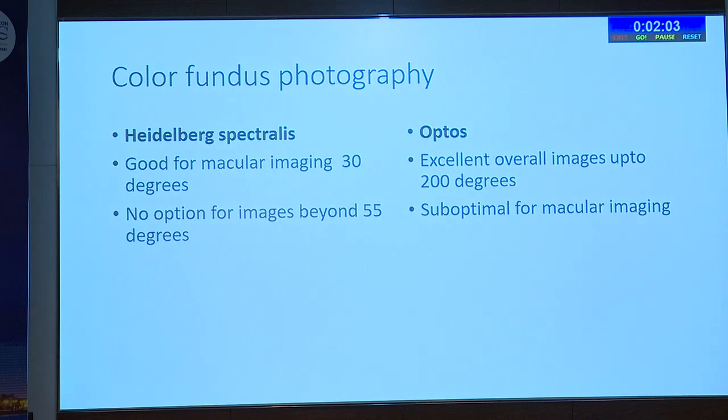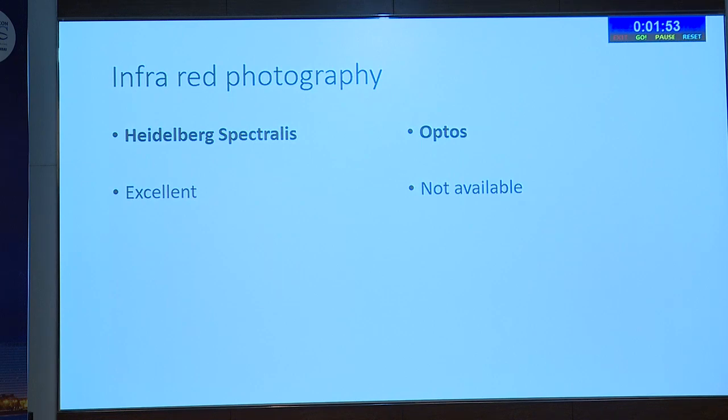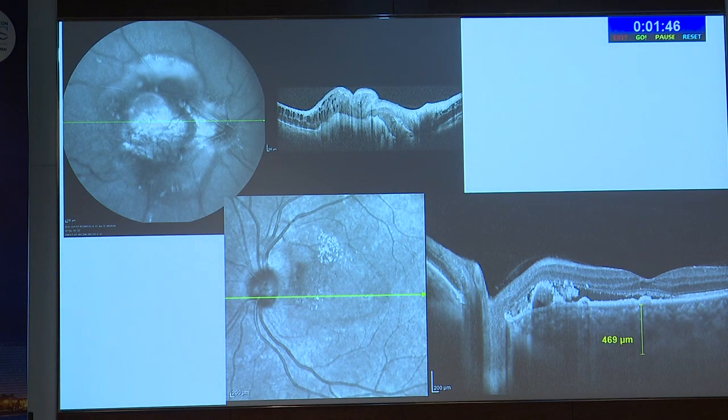So color fundus photography, Heidelberg Spectralis is good especially for the posterior pole imaging. Optos is excellent overall, but it can miss the minute pathologies. Infrared photography is not possible with the Optos, and why is it important?